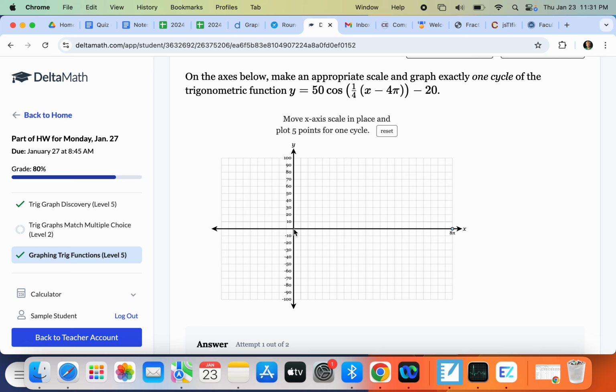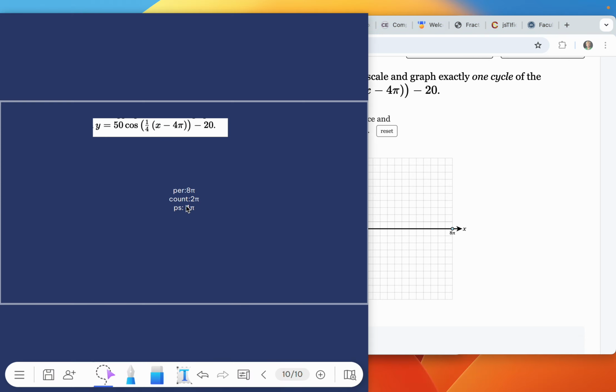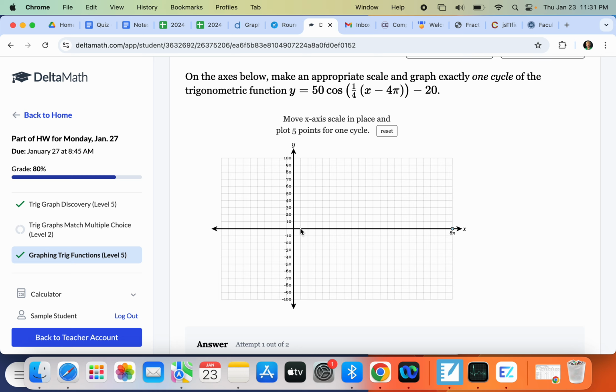So let's think ahead on that. I've got to start at 4 pi and count by 2 pi's. So let's think of our axis as marked off by 2 pi's. So this will be 2 pi, 4 pi, 6 pi, 8 pi. All right, so 2 pi, 4 pi, 6 pi, 8 pi. But we're going to start at 4 pi with our phase shift. I've got to go down 20.